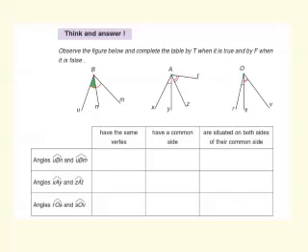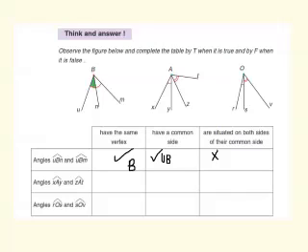Look at the first figure. We are going to talk about UBN and UBM. Do they have the same vertex? Yes, they have. It's B. Do they have a common side? Yes, they have a common side, which is UB. But is UB situated in the middle? No, it's not situated in the middle. So those two angles, we cannot say that they are adjacent.